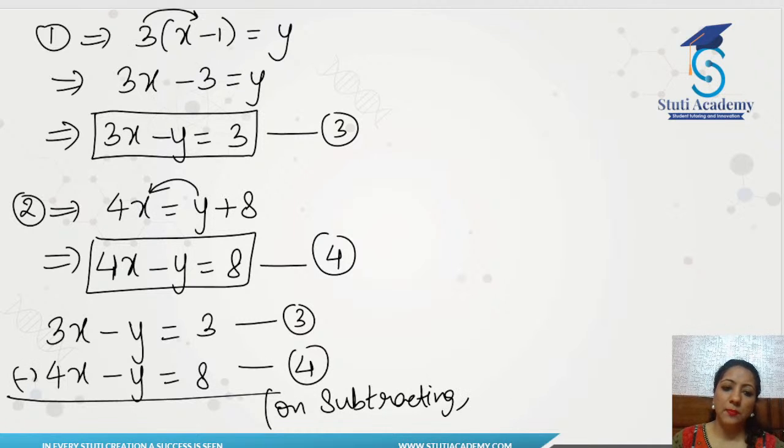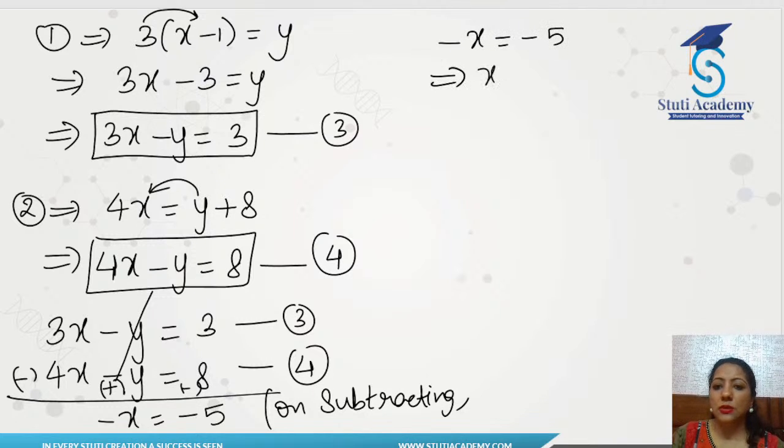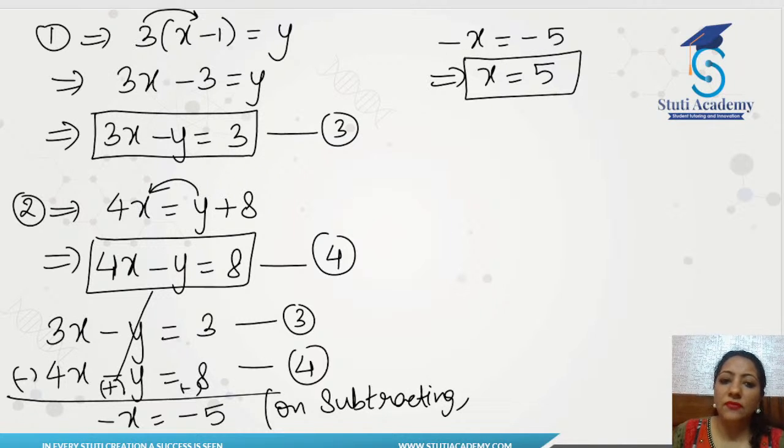When we subtract, this will become minus, this is plus, and this is minus. So y plus y will become 0. 3x minus 4x will give us minus x. 3 minus 8 will give us minus 5. So minus x equal to minus 5 will give us x is equal to 5. That means we have got the numerator, that is x is equal to 5. Now we'll take this 5 and we can put it anywhere. I am here putting it in the third equation. So put x is equal to 5 in the third equation.